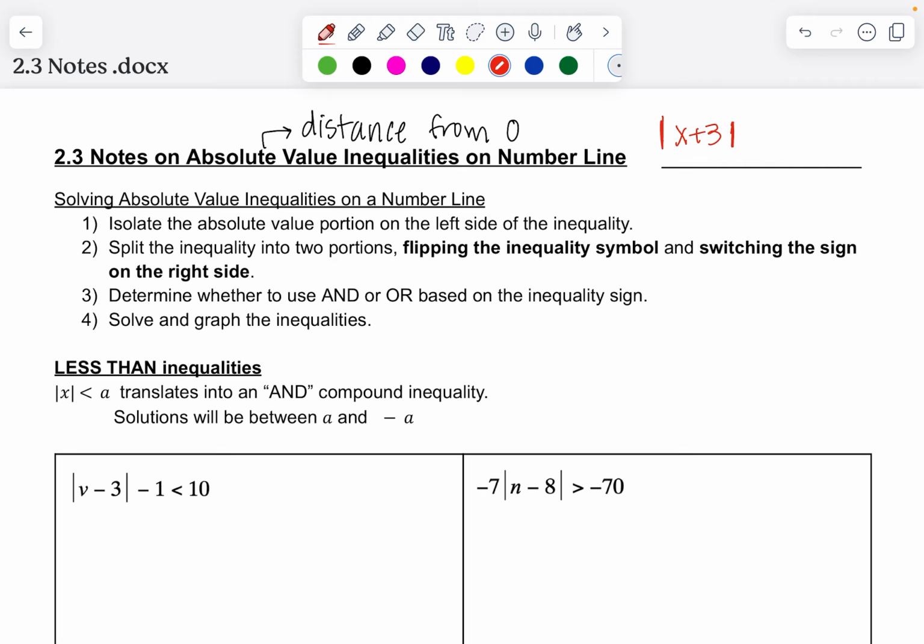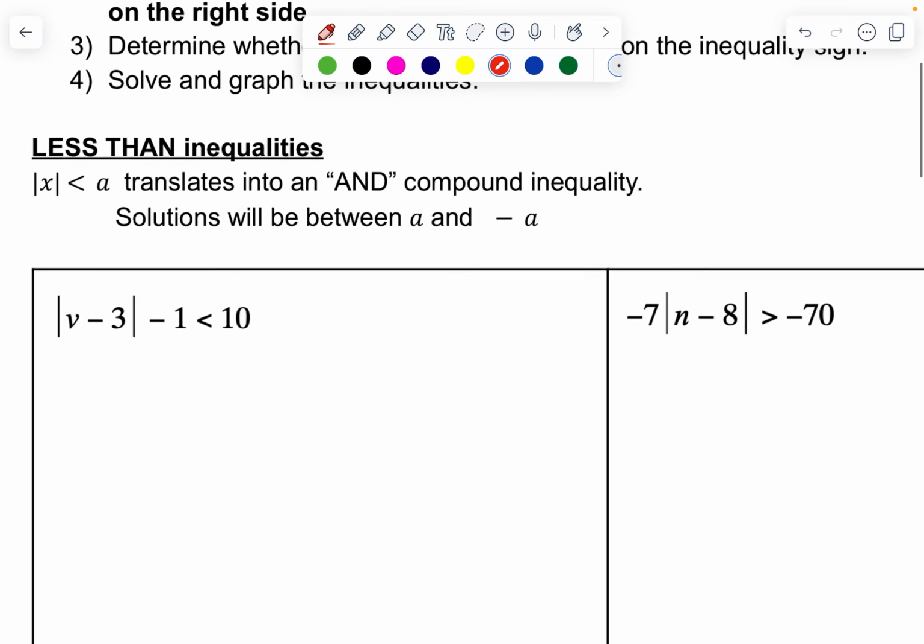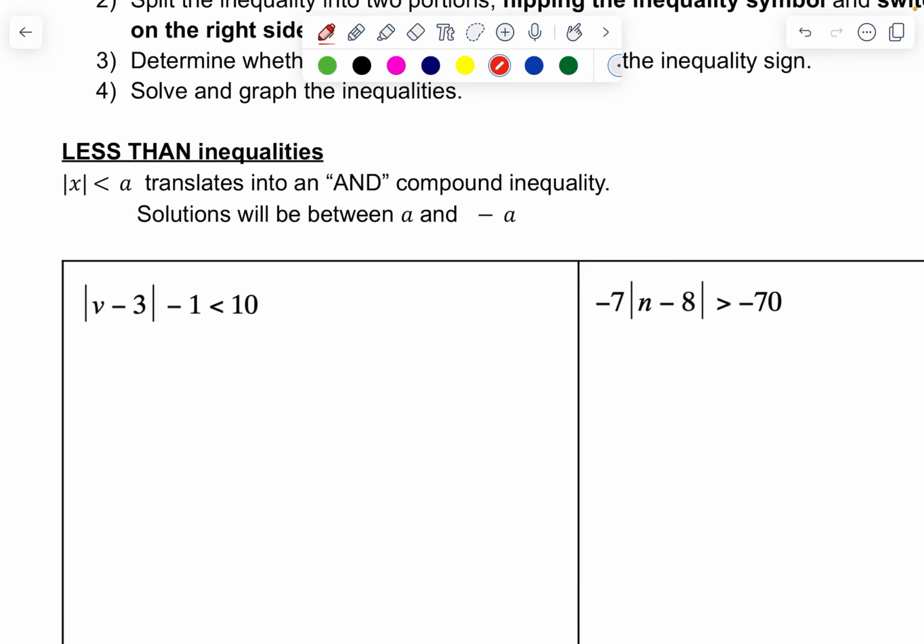When we're solving these, the first thing we want to do is isolate the absolute value symbols and whatever's in them. And then we're going to split the inequality into two separate inequalities, because a negative value can be 10 away from 0, let's say, and a positive value can too. So we're going to split it into two separate inequalities, one of them being equal to a positive number, one of them being equal to a negative number, and then solve those. We're either going to have less than or greater than.